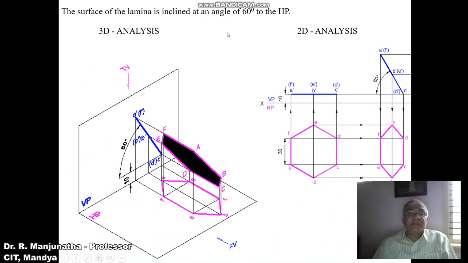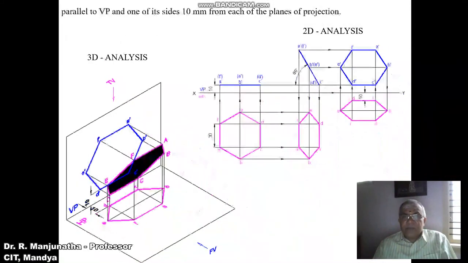Then it says the surface of the lamina is inclined at 60 degrees to HP. So here we are resting on C dash, D dash on the XY line, and this entire surface is inclined at an angle of 60 degrees to HP. As the surface is inclined to HP, but still the surface is perpendicular to VP, that is the reason why you are getting a line in the front view. We can see here the C dash, D dash is above HP by 10 mm, and the surface is inclined at 60 degrees to HP.